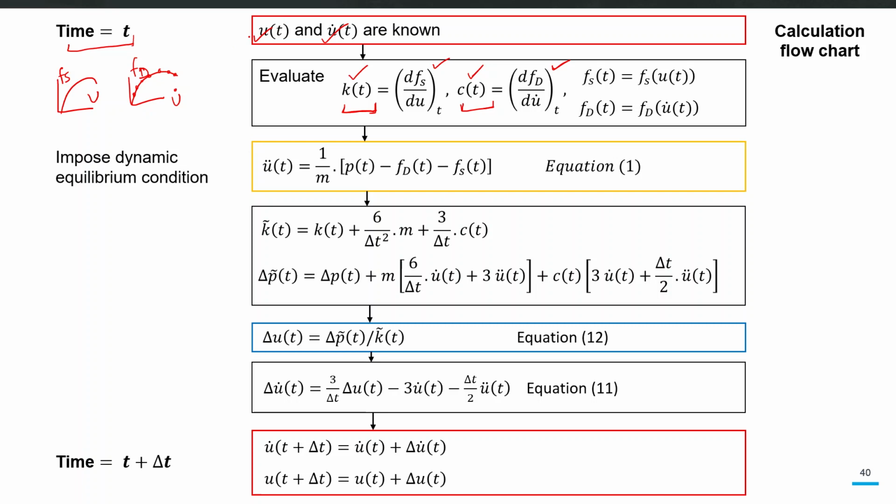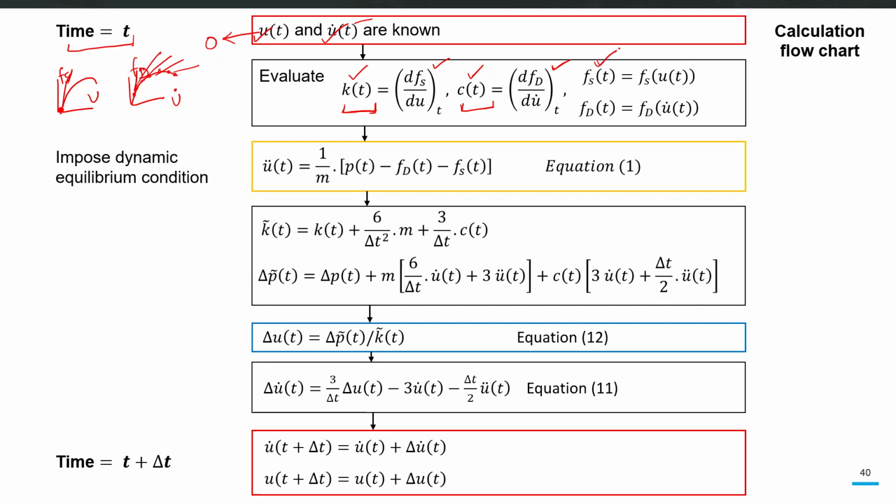So let's say if you have the initial value of u of t as 0, which means at time instant t the value was 0, then we are talking about the initial slope, the starting slope. Similarly, if u dot of t is 0, which is the starting value to start the calculations, we are talking about the initial slope of fd. But as the values of u of t and u dot of t change when we cycle through these calculations, the instantaneous slope will also change.